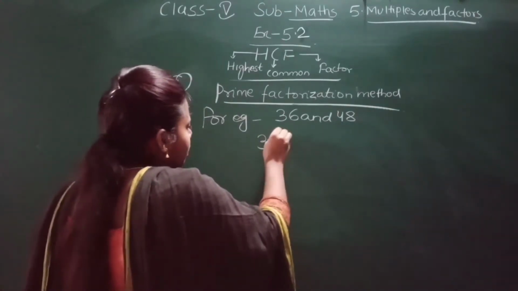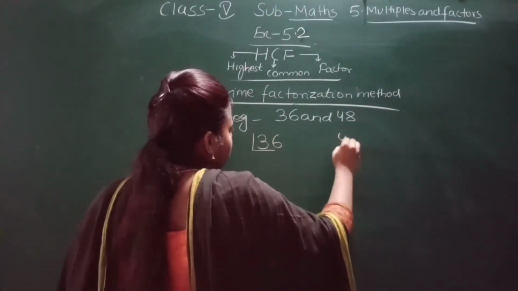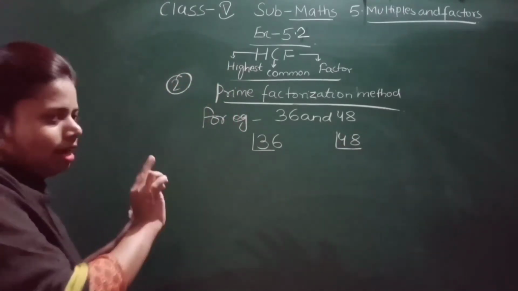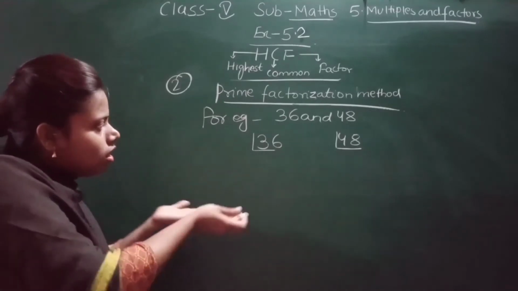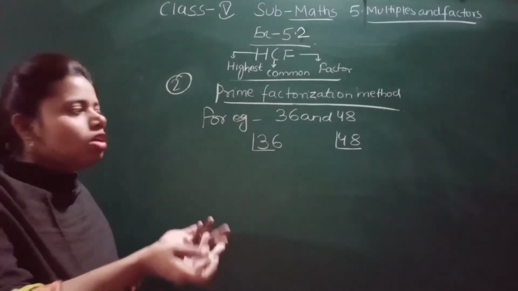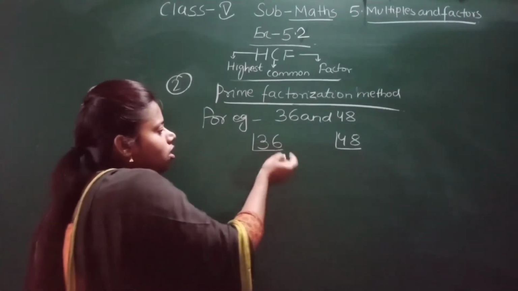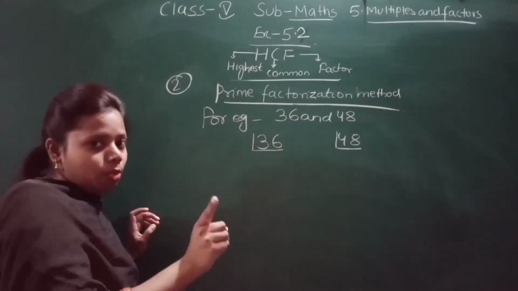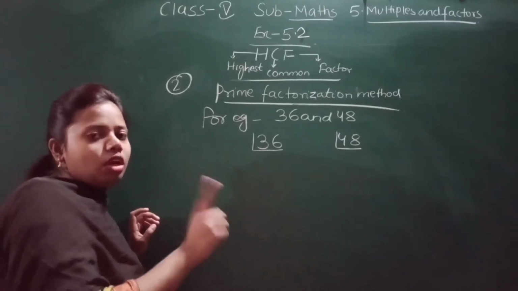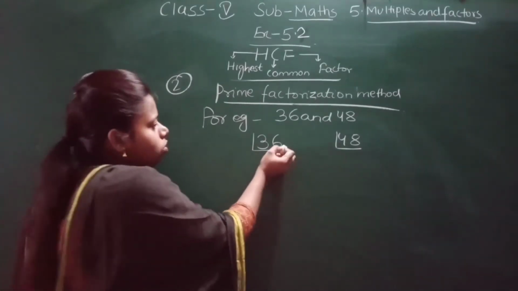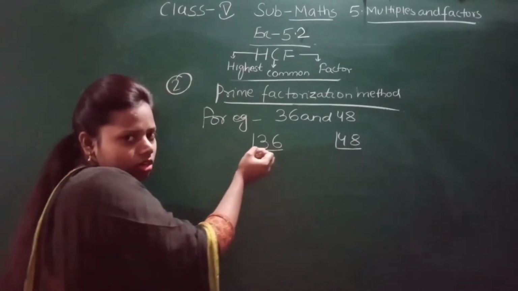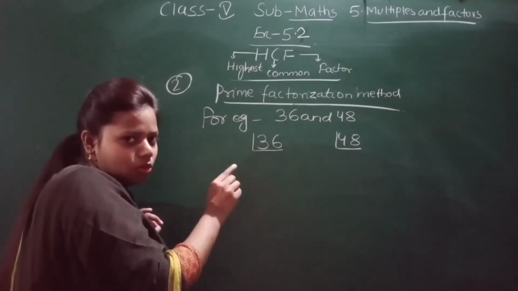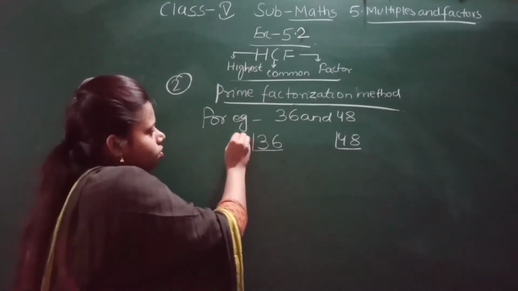So you will write here 36 and here 48. Now what you have to do? You have to divide this. You will say the divisor is not there. How to divide? You have to see in which table this comes. And we will use only prime numbers, not composite numbers. So you see that this is 6, this is even. It comes in the table of 2. That means this 36 will come in the 2 table, and 2 is a prime number. So we will start from 2.